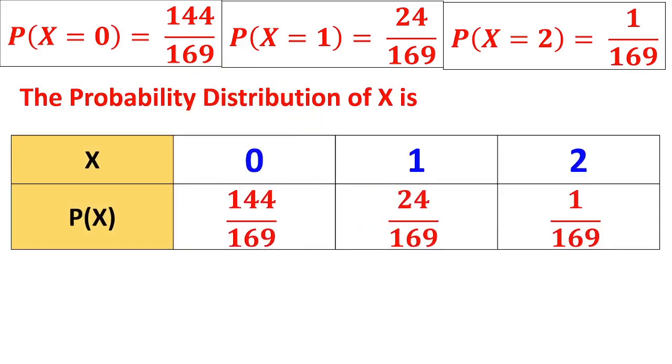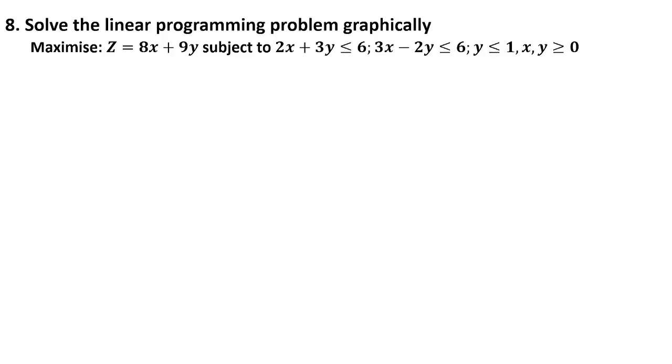And how to check your answer? Check that the sum of P of X, when you add all of them, should be 1. That is 144 plus 24 plus 1 is 169 divided by 169. Here is another advantage: suppose you have made a mistake in any of them, either in finding the probability for 1 or 2, you can check after putting together this probability distribution table.